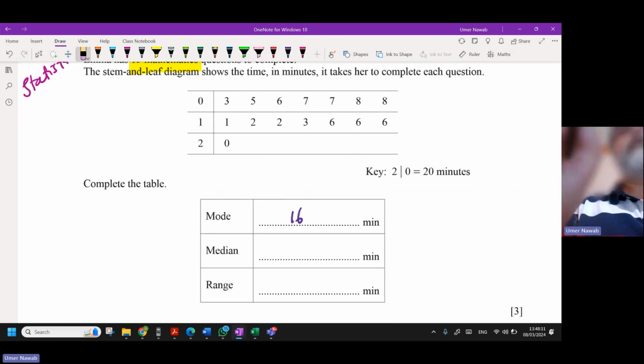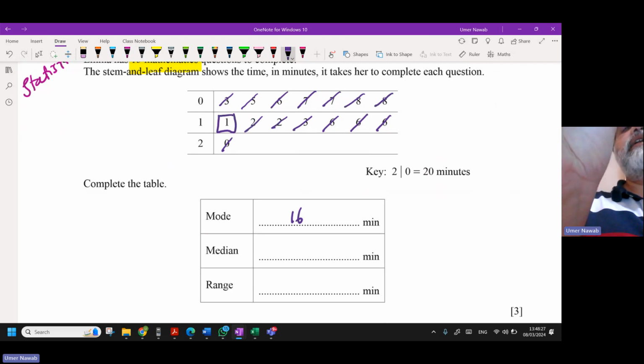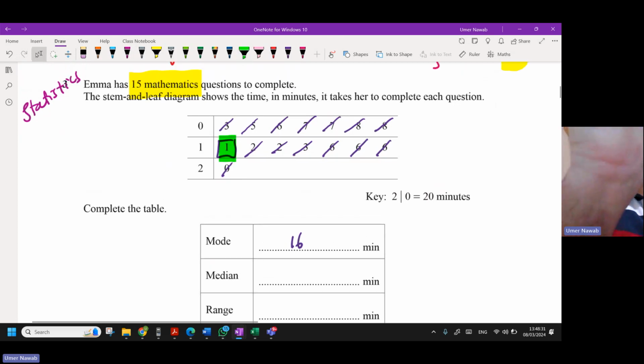Yes, I can give you another method. The best method is the tally method. You cross first, you cross last. Second, second last. Fourth, fourth last. Fifth, fifth last. Sixth, sixth last. Seventh, seventh last. Eighth, eighth last. And in the end, you will be left with only one value because my values are odd.